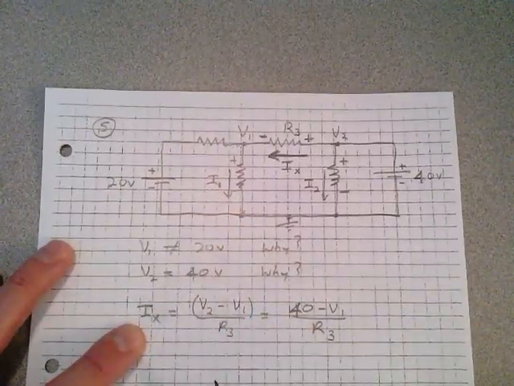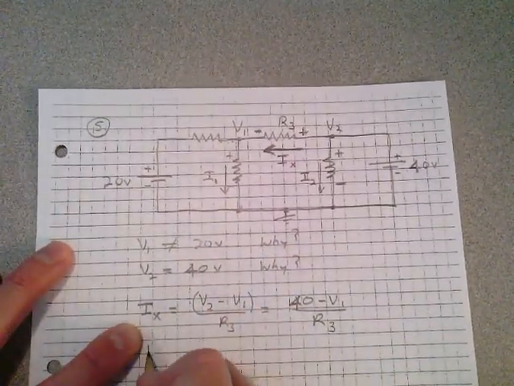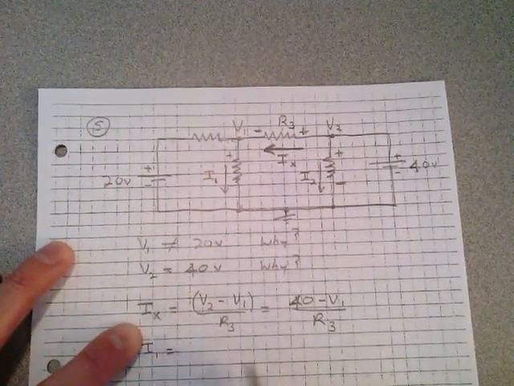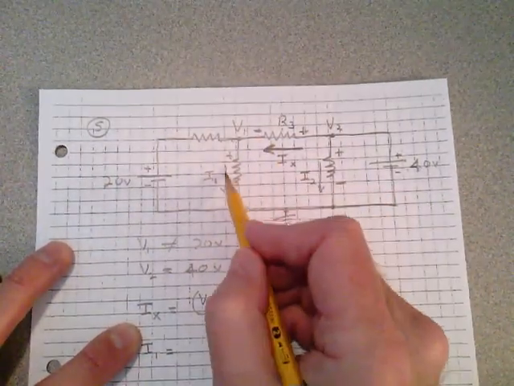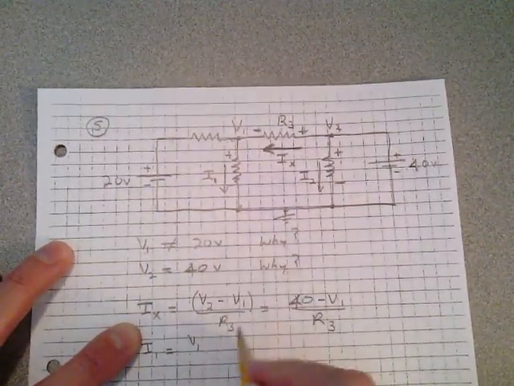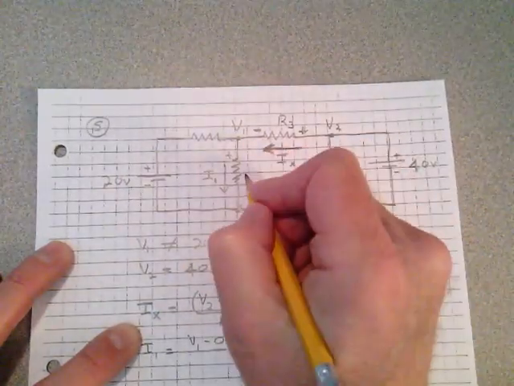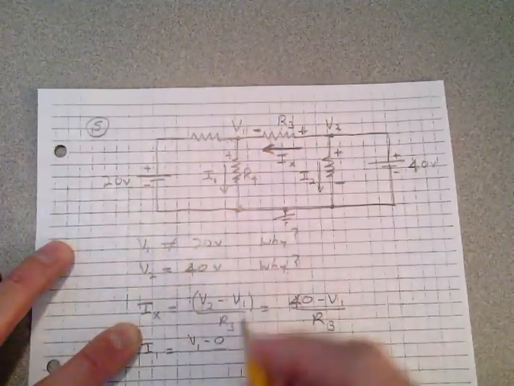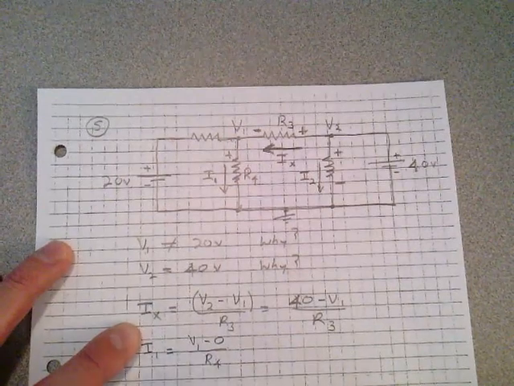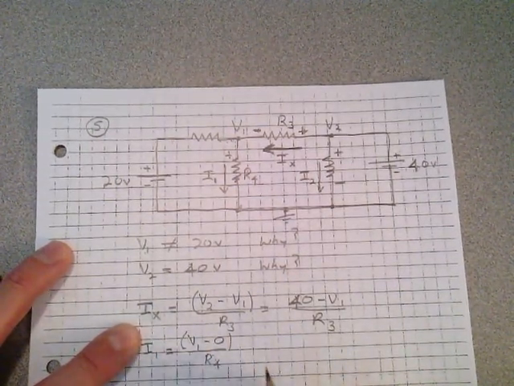What's I1? What would I1 be in this? Well, I1 would simply be equal to the voltage, put the direction of current in, it's plus to minus. It's V1 minus 0 all over this resistor here. Let's call it R4. That would be I1, V1 over R4.